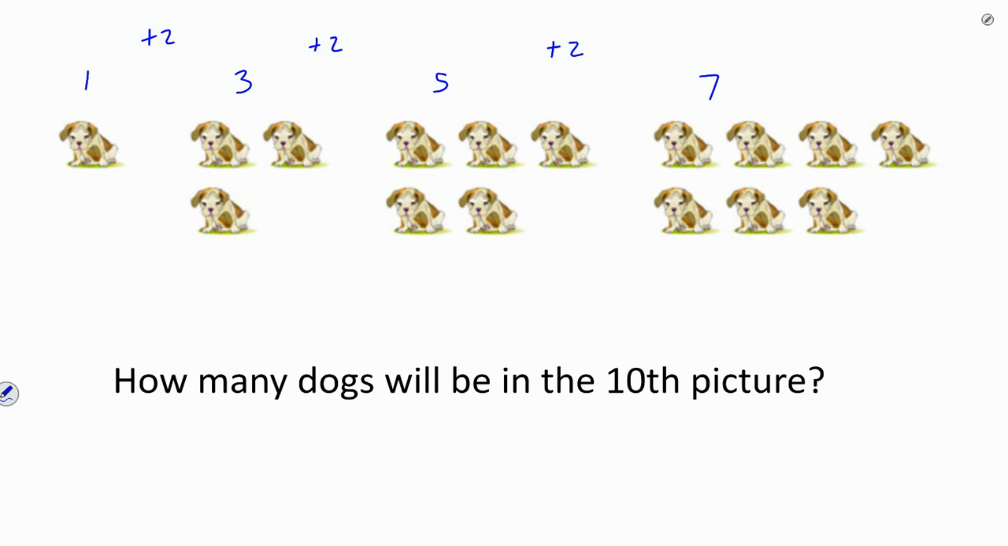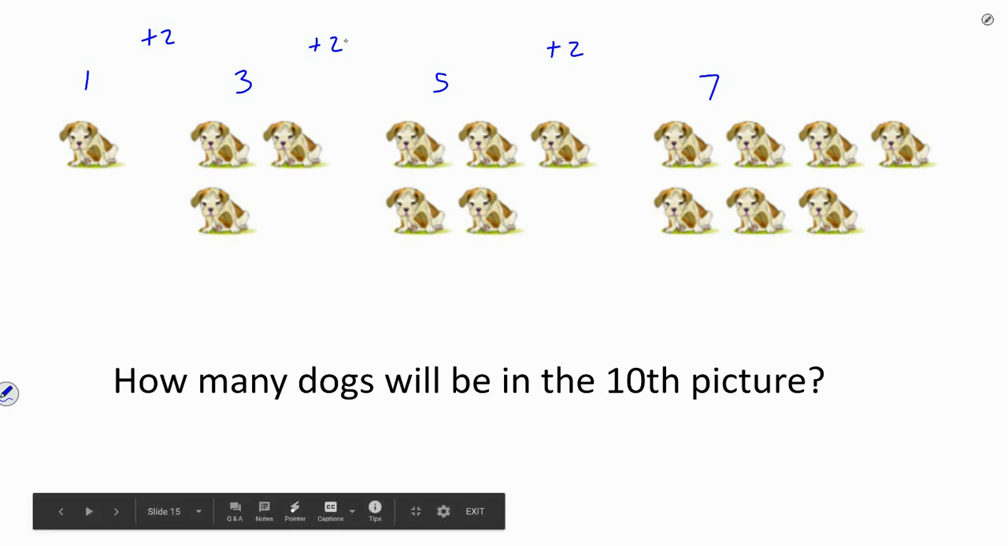So we determined this is an arithmetic sequence because we were adding the same common difference, which in this case is 2. We're adding that every single time. And we found the next 3 terms in the sequence. So what if I ask the question below? How many dogs will be in the 10th picture?